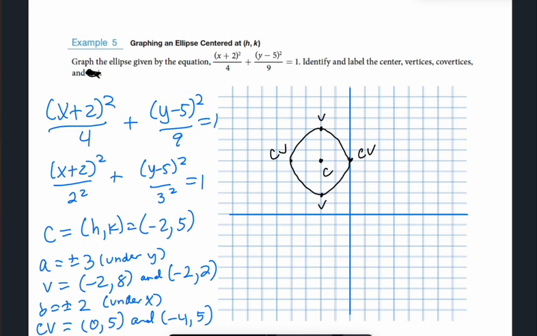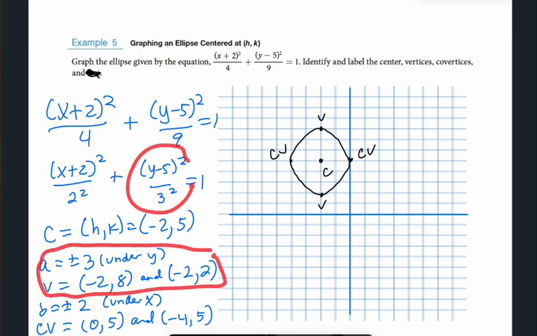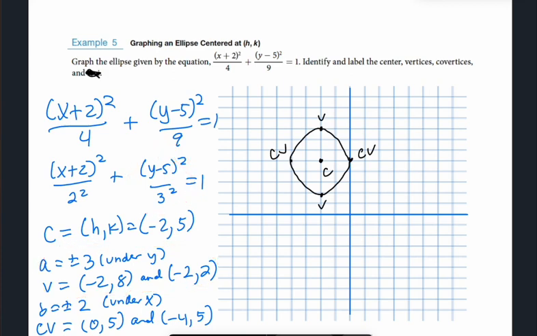So to find the vertices, because there's a 3 under the y value, I added and subtracted 3 from my y value. Because there was a 2 squared under my x value, I added and subtracted 2 from my original x value. So if it's under the x, we add or subtract it from the x. If it's under the y, we add or subtract it from the y. And you're always, the original number's square root is what you add or subtract. Okay, the square root of the original number. Any other questions about example 5?